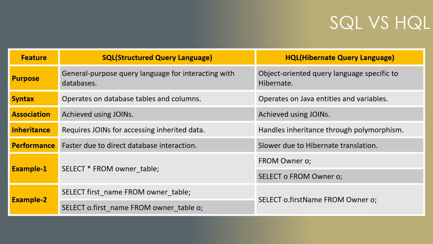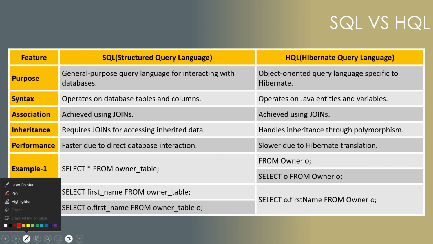In normal SQL you write like this: select first_name, that is your column name, from table name. Or sometimes you can also say select O.first_name from owner_table O, where again O is your reference only. So here you make use of the table name and column name. But in HQL you will say select O.firstName. So again, see the difference here.